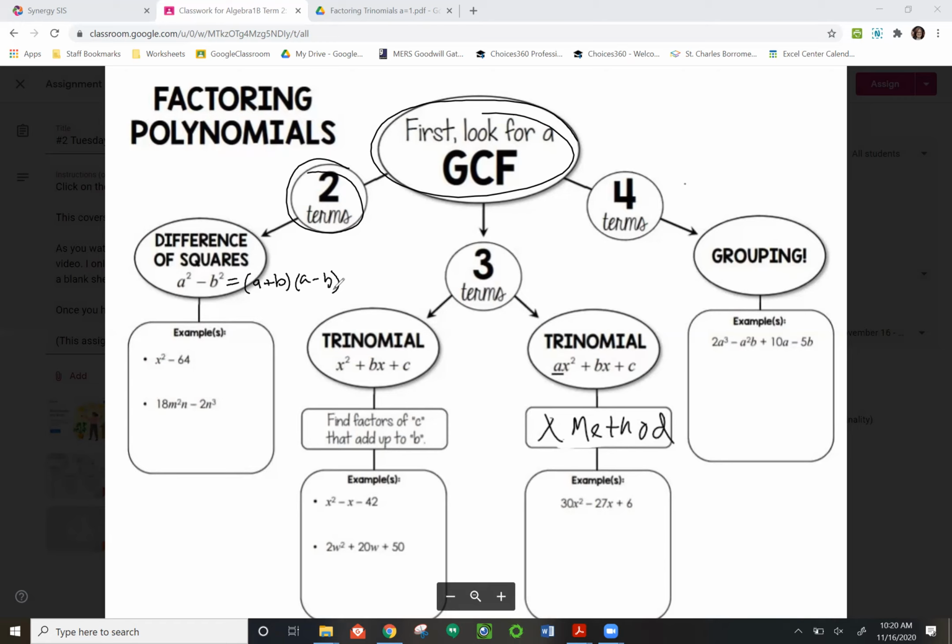So this would be a good reference sheet to be able to look back on. So let's just work out these examples. X squared minus 64, well, that's the same thing as saying x squared minus 8 squared, right? X squared minus 8 squared. So when you factor that, it's an equal sign, okay? You get your two sets of parentheses, okay? And you have x plus 8, x minus 8.